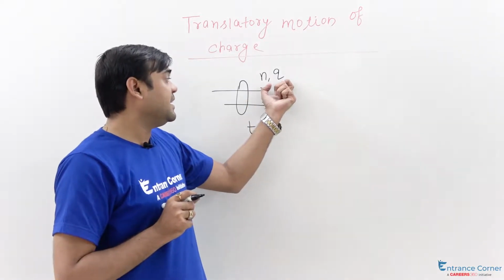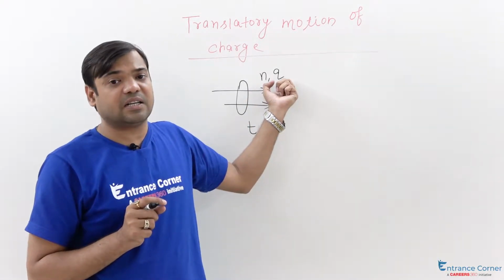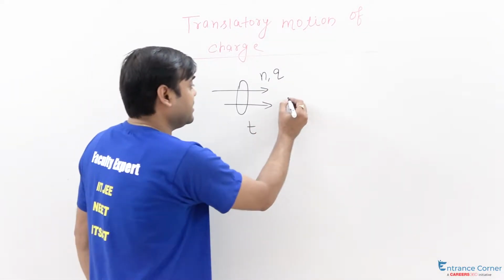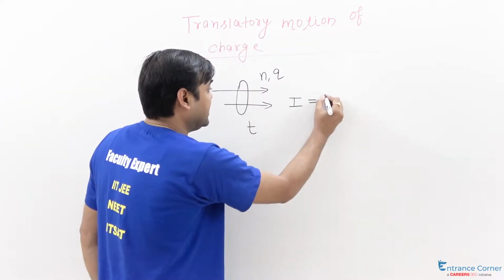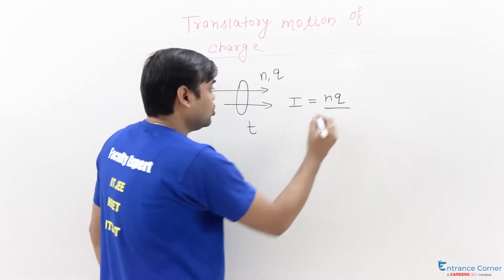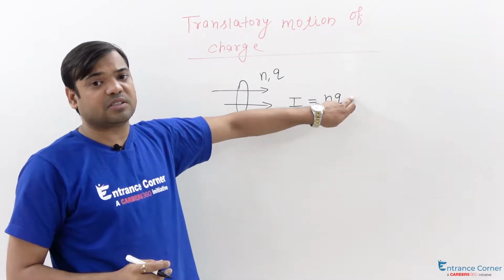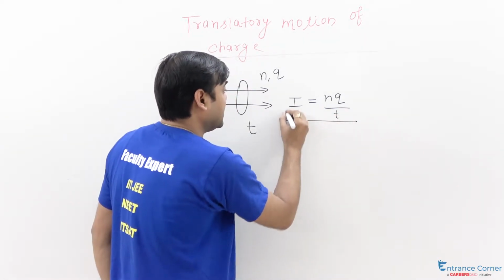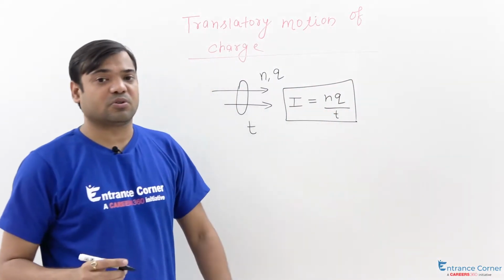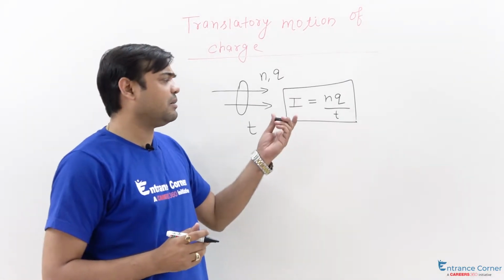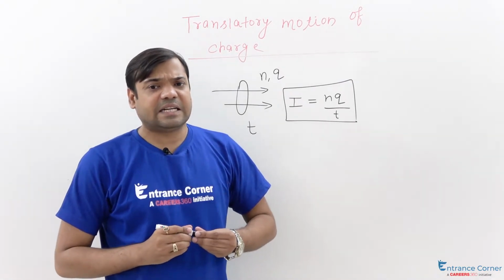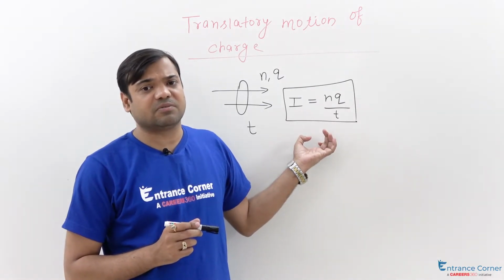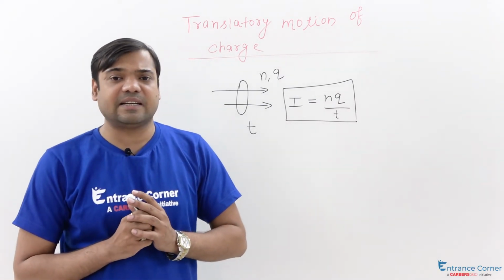So we can say n into q amount of charge is crossing a cross section in time t. So as per the definition of current, I can be written as the total amount of charge crossing through a cross section divided by the total time taken for this process. So a very fundamental concept is there. It is according to the definition of the rate of charge flowing through a cross section, that is current.